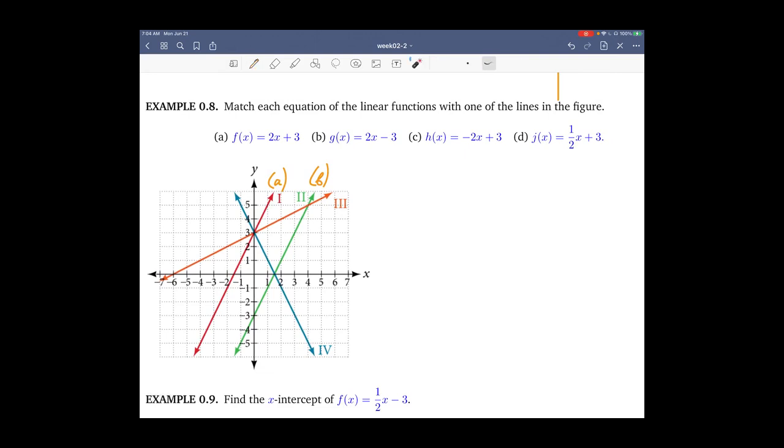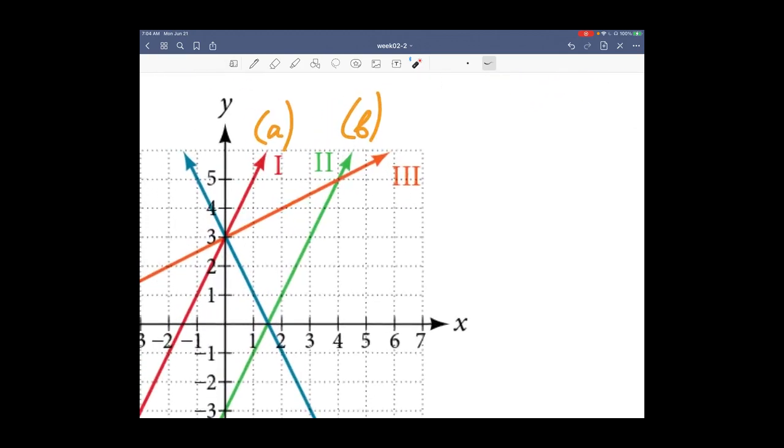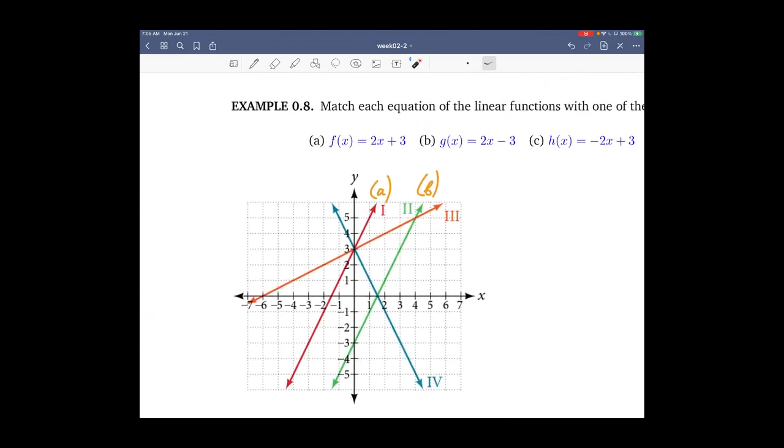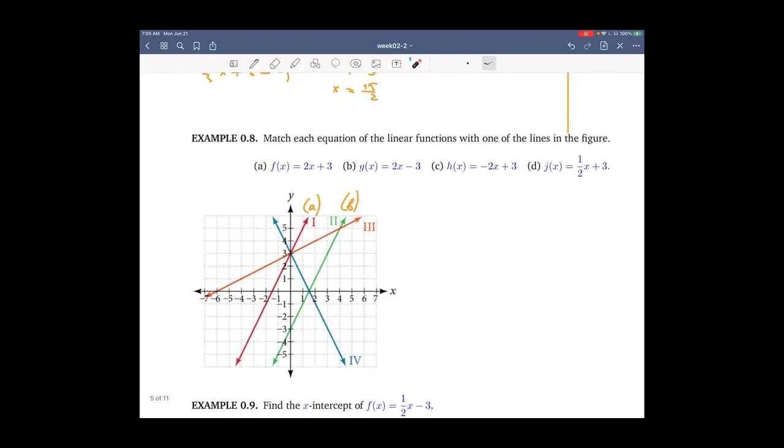Now the orange line also has y-intercept at 3, and what about the slope? Slope is clearly 1/2. Consider, for instance, these 2 points. The run is 2, and then the corresponding rise is 1. So rise over run gives you 1/2. The orange line has slope 1/2 and y-intercept 3. That is the line 1/2 x plus 3, which is line D.